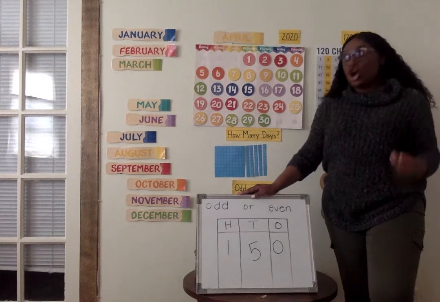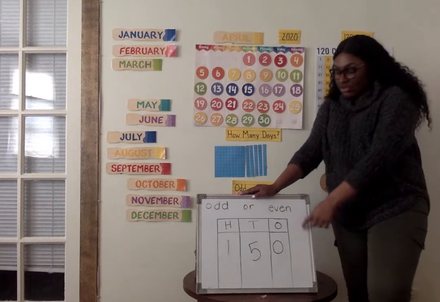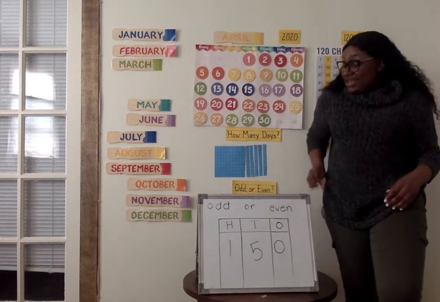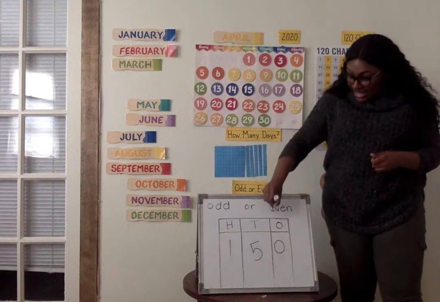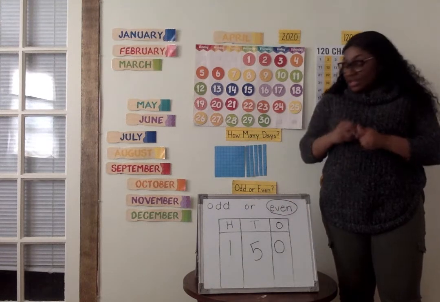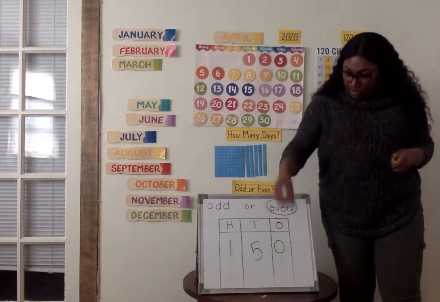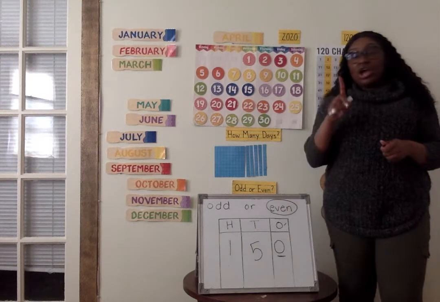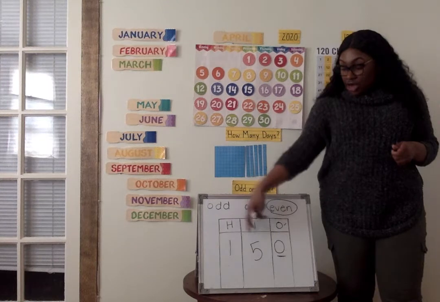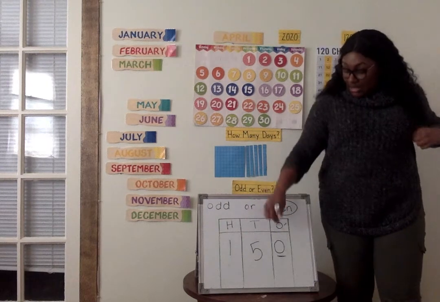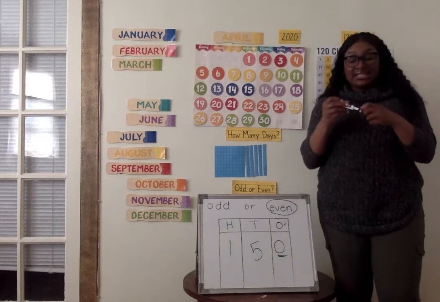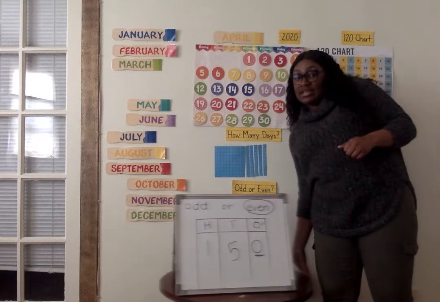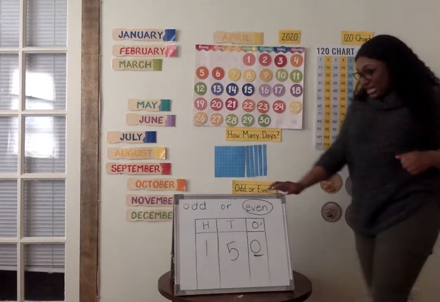5 more seconds. This should be so quick because you all are so good at telling me if numbers are odd or even and how you know. 3, 2, and 1. If you said the number 150 was even, you are correct. The number 150 is even because there's a 0 in the ones place, and we know that 0 is even. Great job, friends.